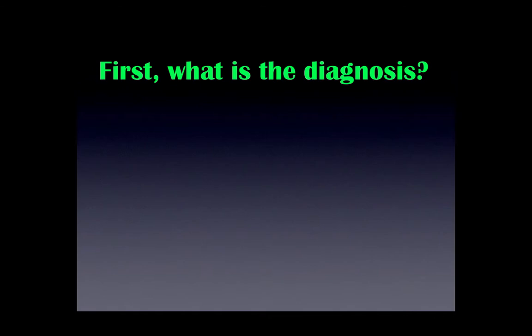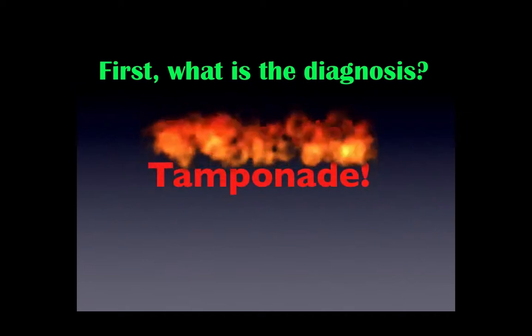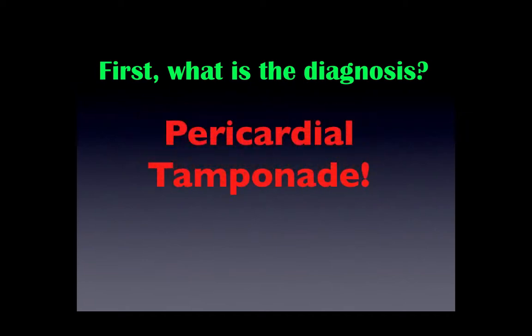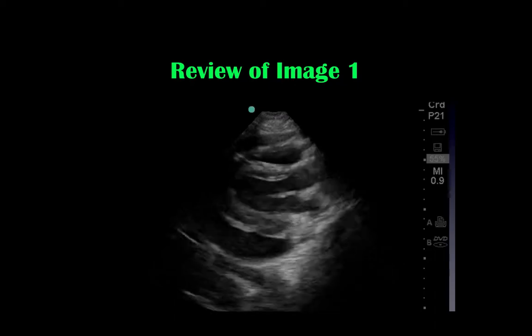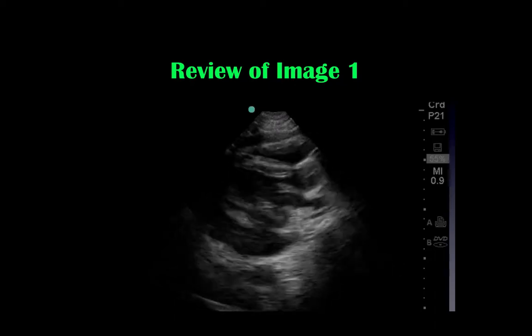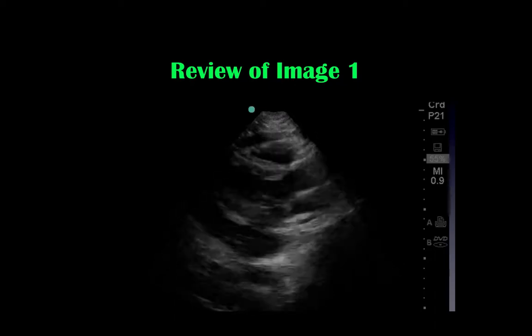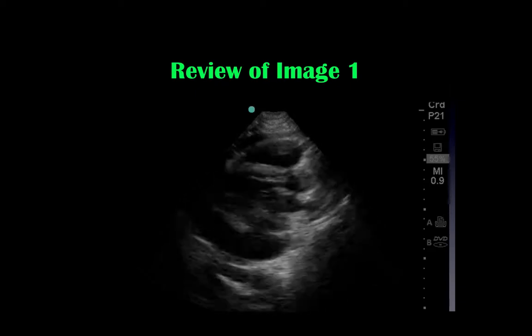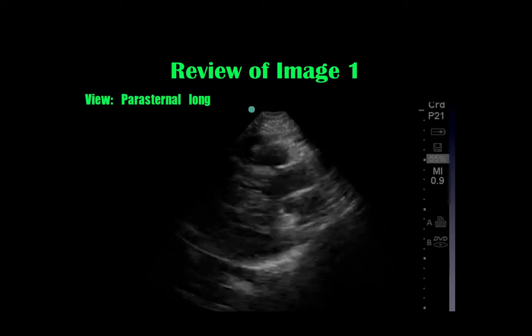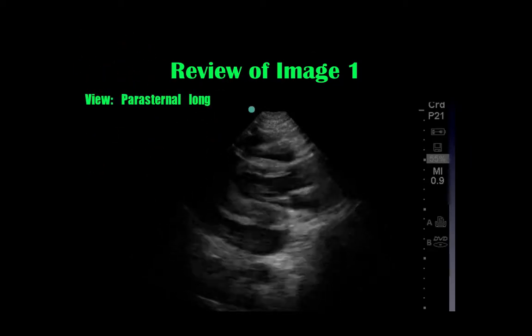So, did you make the diagnosis? Pericardial tamponade. All right, let's review the images. They're from 4 different cardiac views to get the best view of the heart. First, let's review the different aspects of image 1, starting with basic landmarks. This is a parasternal long view.